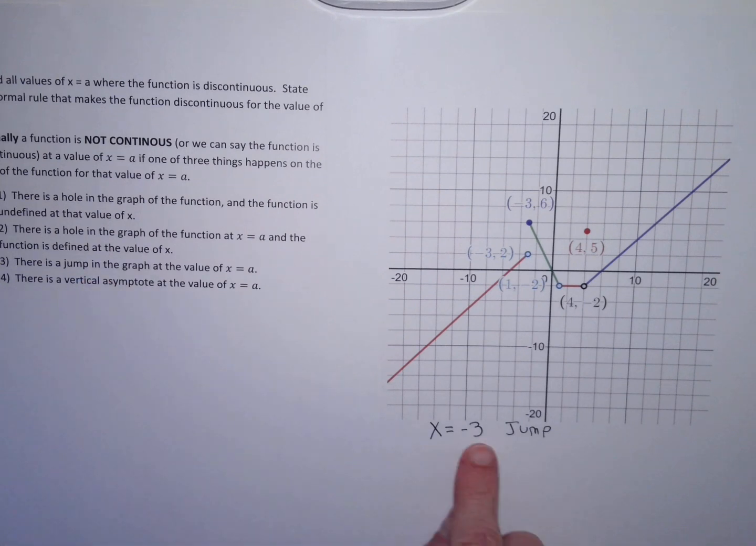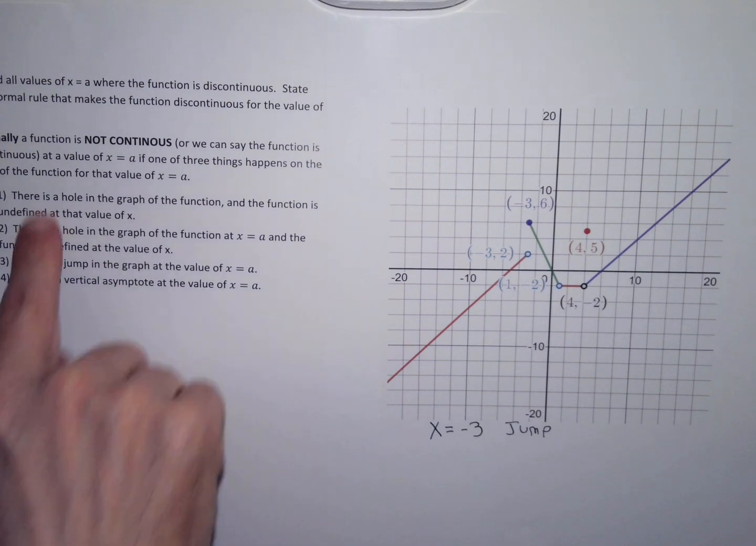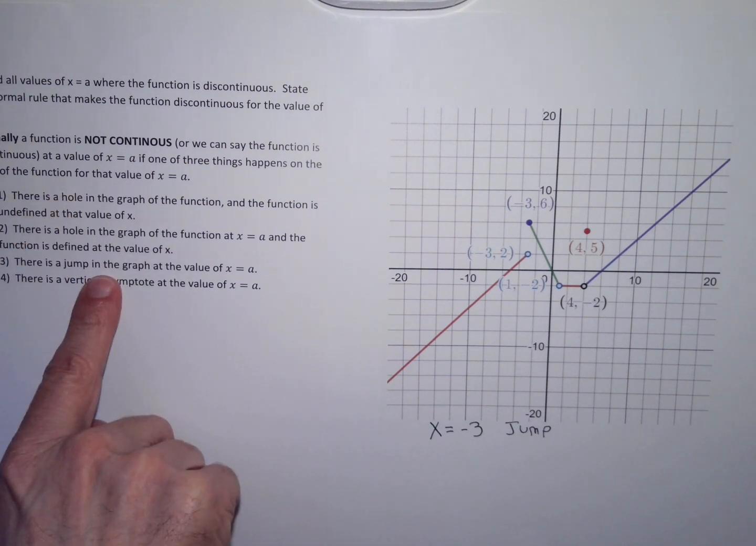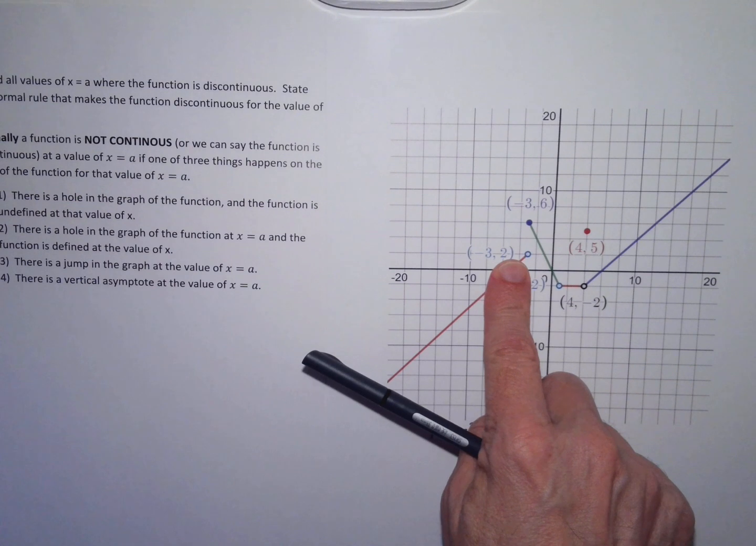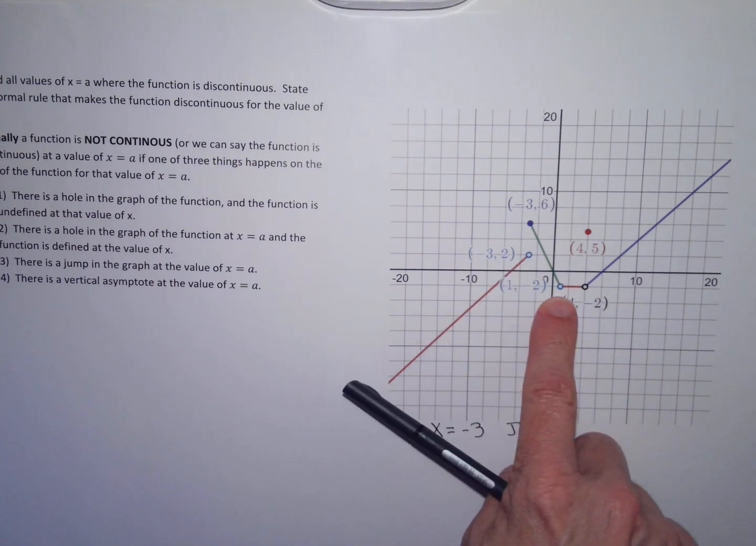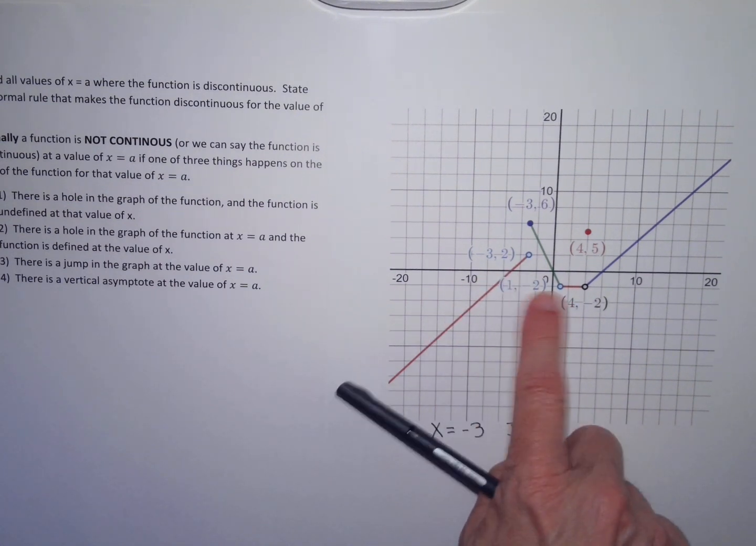So I'm just going to say for my answers, I'm going to write down the values of x's where there's an asymptote, a jump, or a hole. And then I'm going to find the informal reason. Here, the informal reason the graph is not continuous, or the function is discontinuous, at x equal -3 is there's a jump there. Moving over to the first hole I see, that hole is at the point 1, 2.